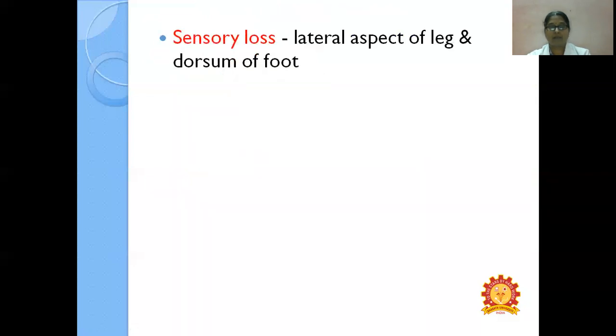Sensory loss: obviously we have seen it supplies the lateral aspect of the leg and the dorsum of the foot. So there will be sensory loss along the lateral aspect of the leg and the dorsum of the foot.